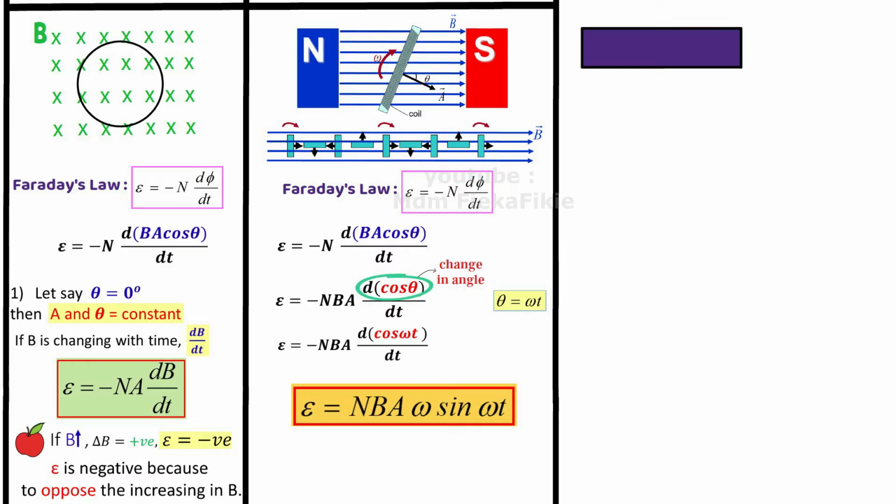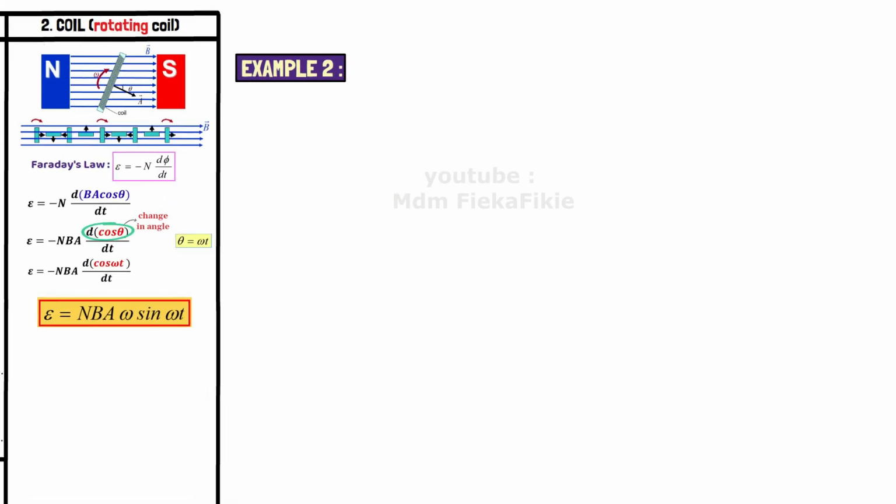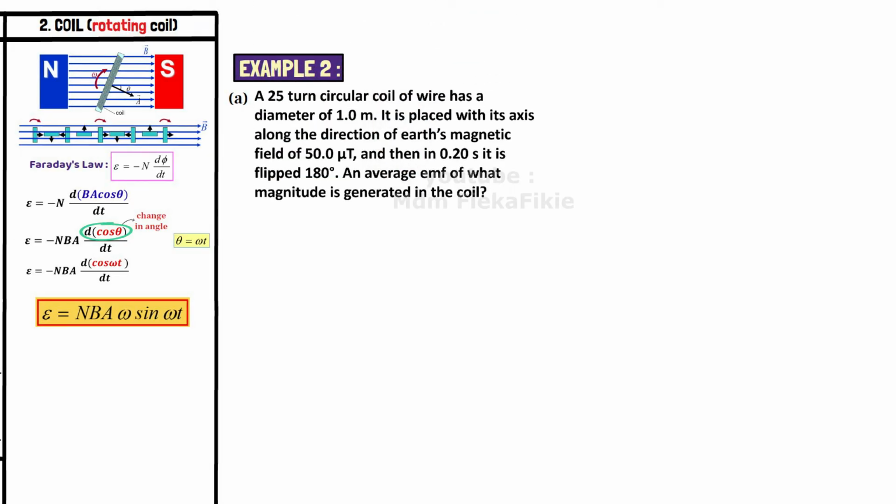Jadi sekarang jom kita proceed untuk jawab example yang kedua. So I have the first question. A 25 turns circular coil of wire has a diameter of 1.0 meter and it is placed with its axis along the direction of Earth magnetic field, and it is given 50 microtesla, and then in 0.2 second, it is flipped 180 degree. Maknanya dia ada putaran.